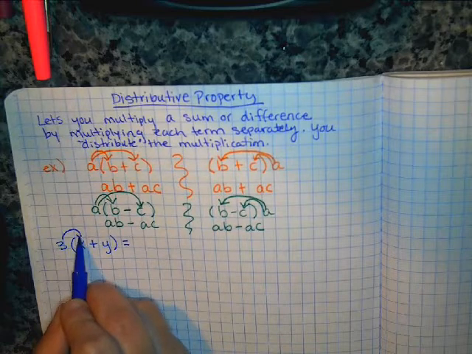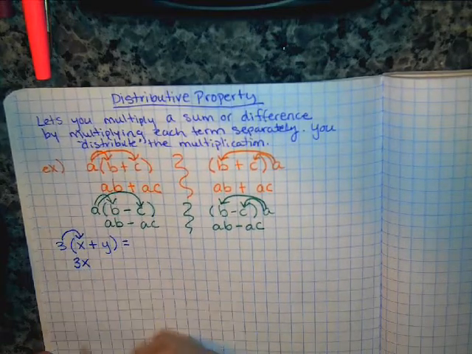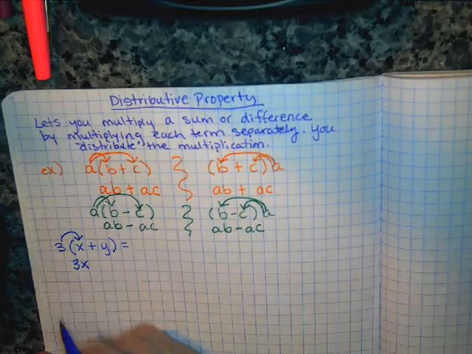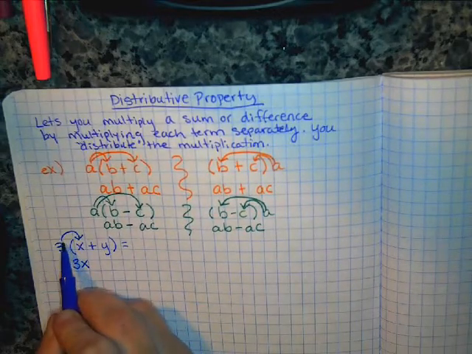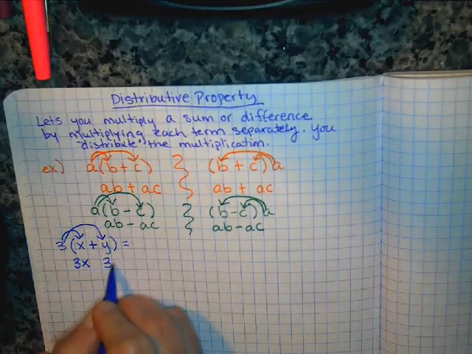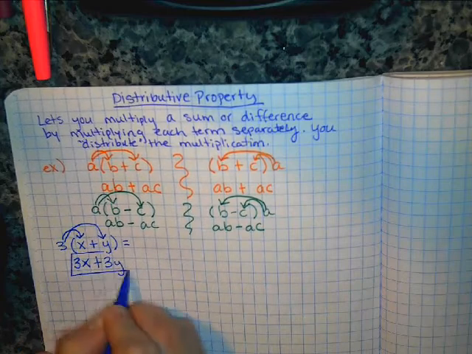3 goes to the x, and I get 3x. 3 times x. Remember, we don't have to write the multiplication symbol, just put them side by side when you're working with variables. And 3 times y. 3y. And we keep our sign the same. And this would be our distributed answer.